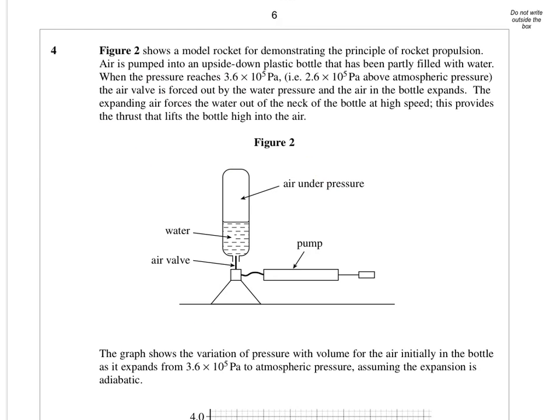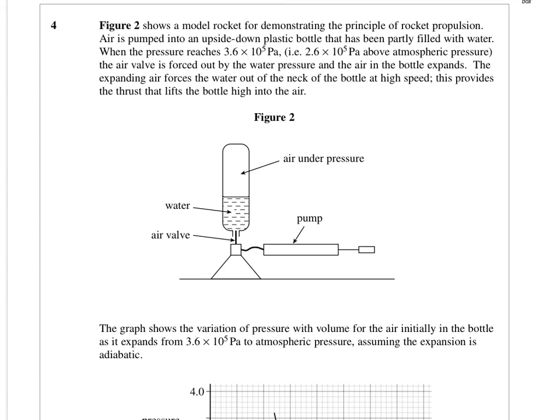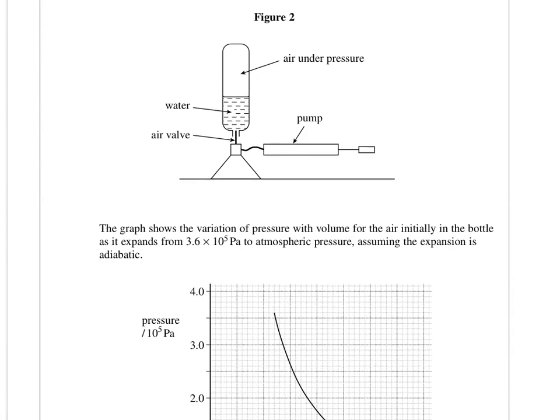Okay, let's move on. So we've got a model rocket for demonstrating the principle of rocket propulsion. Air is pumped into an upside down plastic bottle that has been partly filled with water. When the pressure reaches 3.6 times 10 to the 5, or 2.6 times 10 to the 5 above atmospheric pressure, the air valve is forced out by the water pressure and the air in the bottle expands. The expanding air forces water out of the neck of the bottle at high speed. This provides the thrust that lifts it into the air.